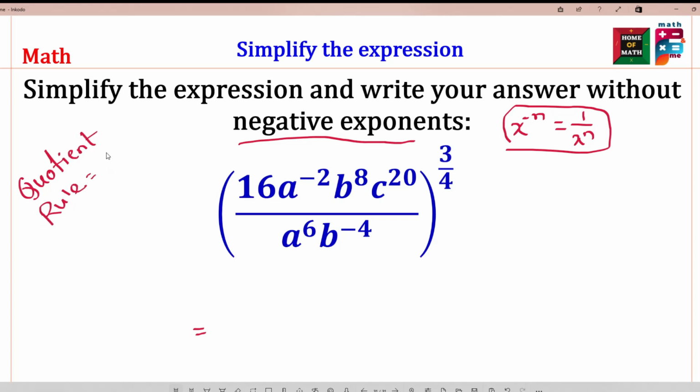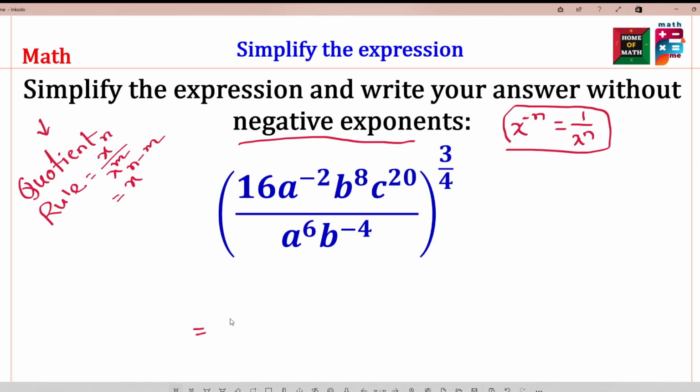What is this? Suppose x to the power n divided by x to the power m, we can write x to the power n minus m. Okay, look, here are two things. One is the quotient rule, another one is the negative exponent. These are different rules, but we cannot use a negative exponent. So here, what can I do?